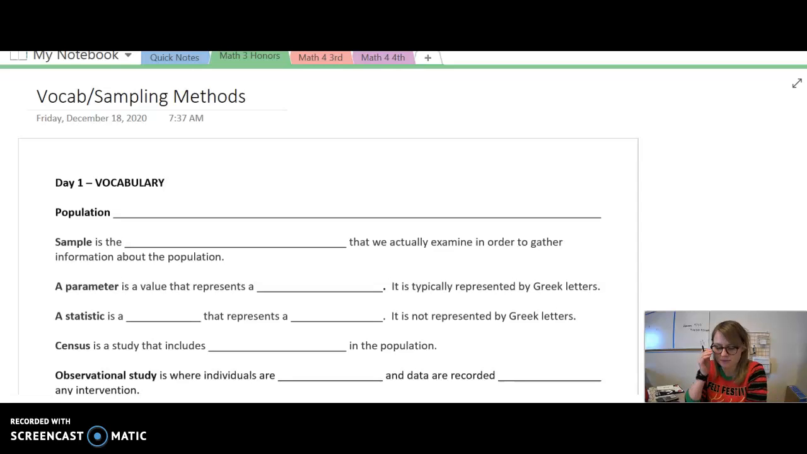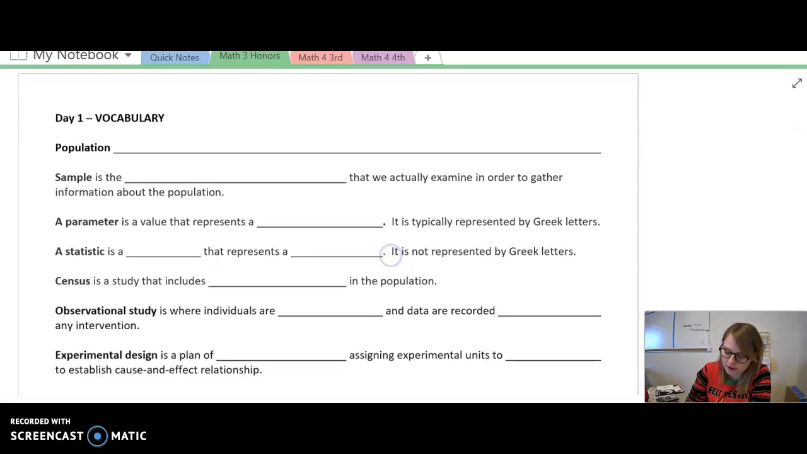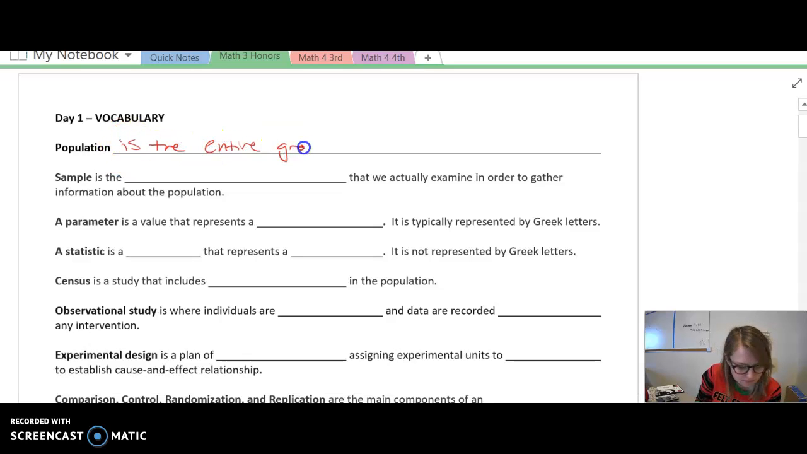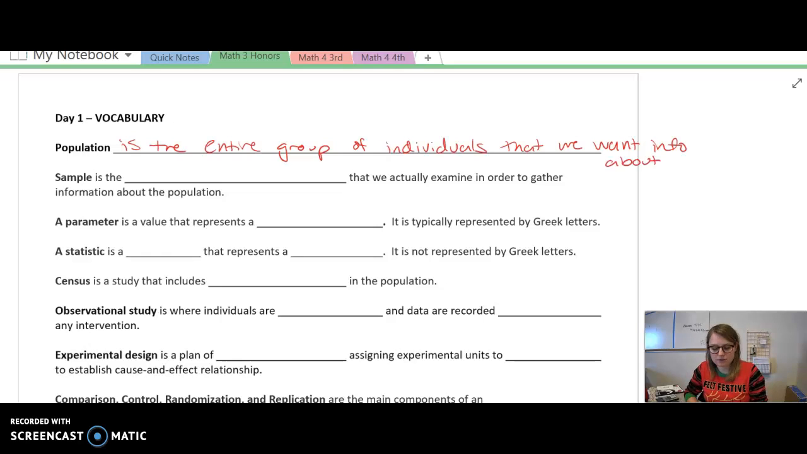Alright, so population. With population, this is the entire group of individuals that we want info about. So it's an entire group of individuals that we want info about. Now, that's something that we're going to be using a lot with population.